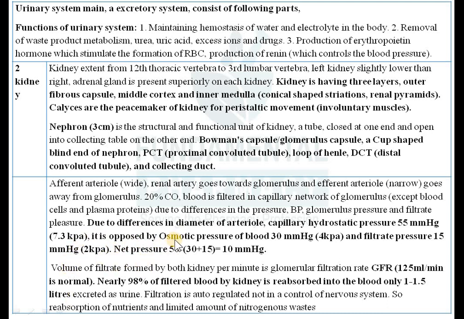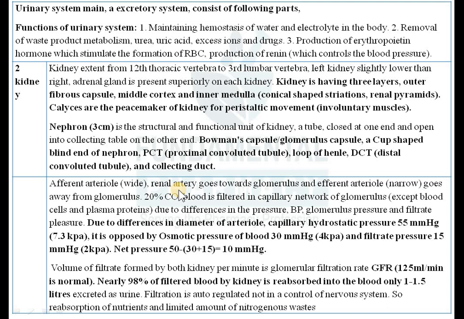Now, out of 100% of cardiac output, 20% of the cardiac output is supplied to your kidney. Out of the total cardiac output of blood, 20% goes to the kidney. Of the 5 liters of blood in one minute, 20% of the blood will go to the kidney.